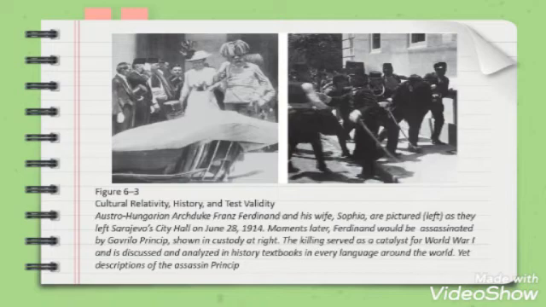Next, on this picture, Austro-Hungarian Archduke Franz Ferdinand and his wife Sophia are pictured as they left Sarajevo's City Hall on June 28, 1914. Moments later, Ferdinand would be assassinated by Gavrilo Princip, shown in custody at right. The killing served as a catalyst for World War I and is discussed and analyzed in history textbooks in every language around the world.